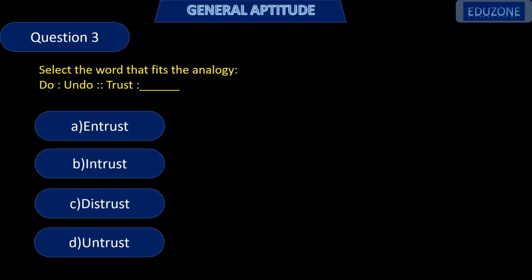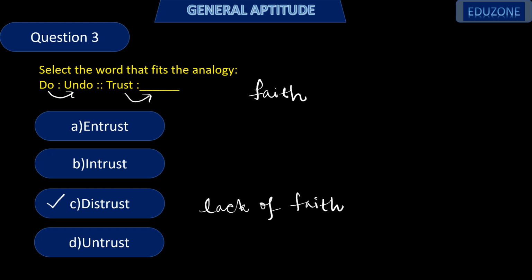Next is do is to undo, then trust is to dash. Trust means to have faith in someone. So the opposite word would be distrust, that is lack of faith or lack of trust.